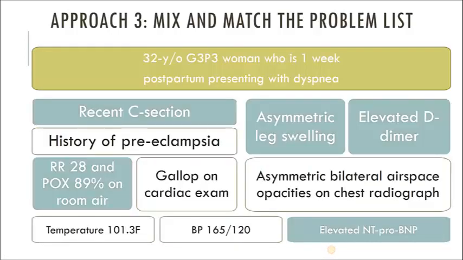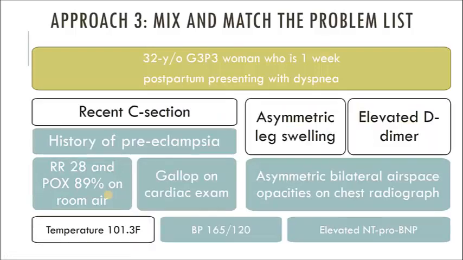And now we can slice and dice this problem list in different ways to start to think about different diagnoses. So if we looked at it through the lens of this is a recent C-section patient who has asymmetric leg swelling, an elevated D-dimer, and tachypnea and hypoxemia, we'd say, oh, this could be a pulmonary embolism. But if we take the problem list and take different parts of it and mix and match, and we say, hey, she's got a gallop, and she's hypertensive, and she had a history of preeclampsia, and she's got these asymmetric bilateral airspace opacities and a high pro-BNP, maybe this is actually postpartum cardiomyopathy.